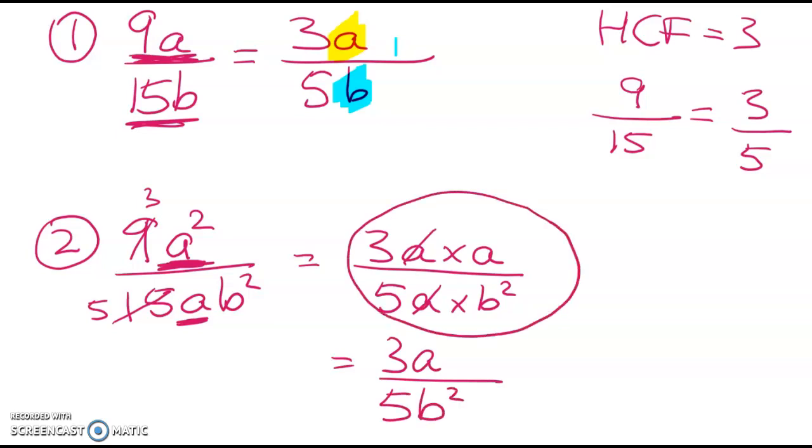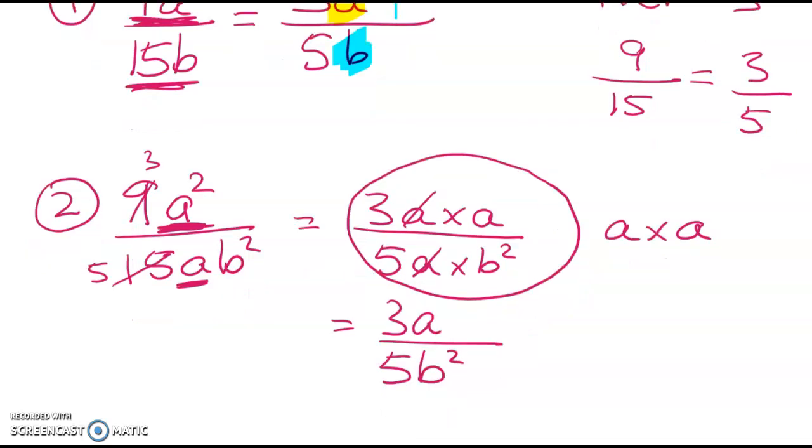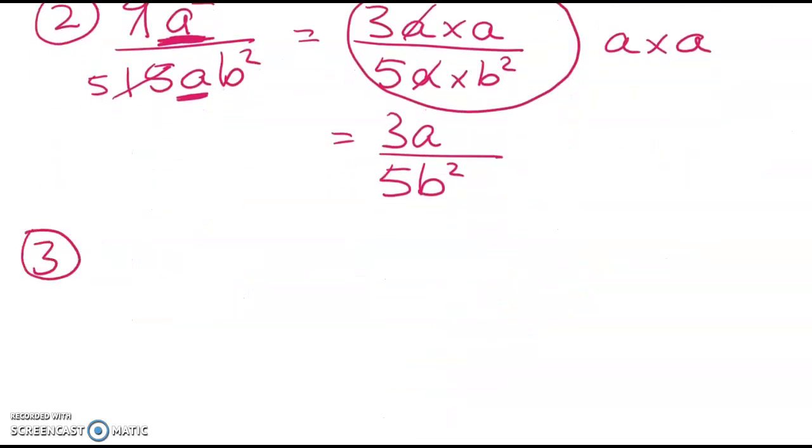Now we're not going to do the step of writing a squared out as a times a for much longer, but I want you to remember that, because when we get to our rule with subtracting powers, I want you to remember why that's working, because that's important. So my final answer in here is 3a over 5b squared. Okay, number 3.